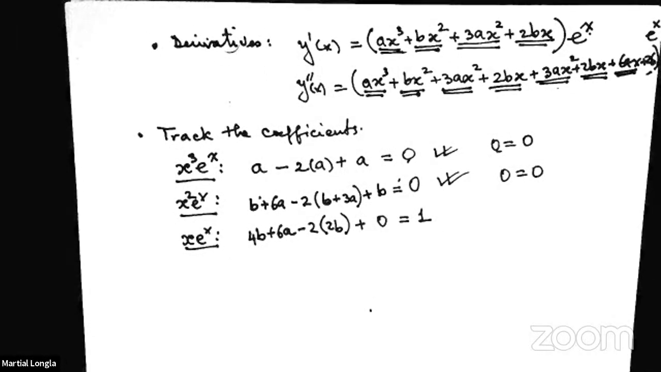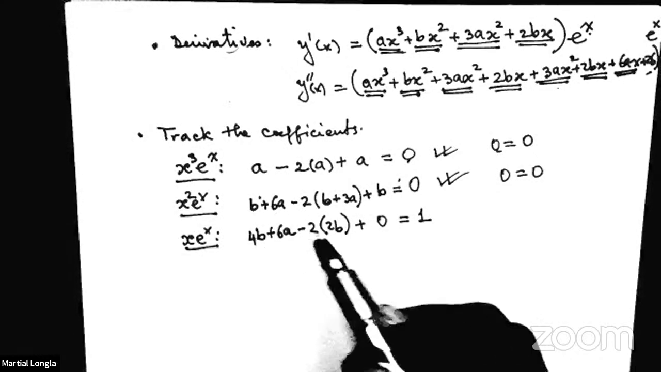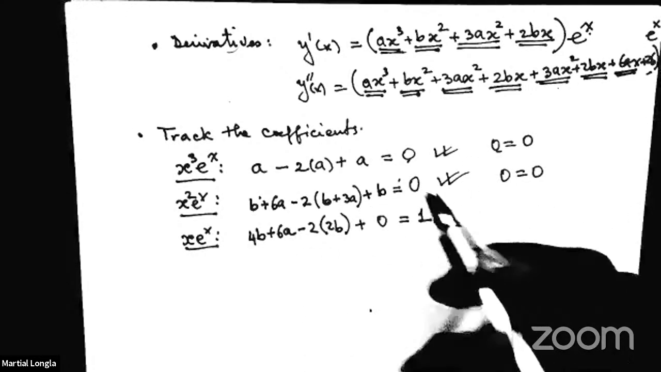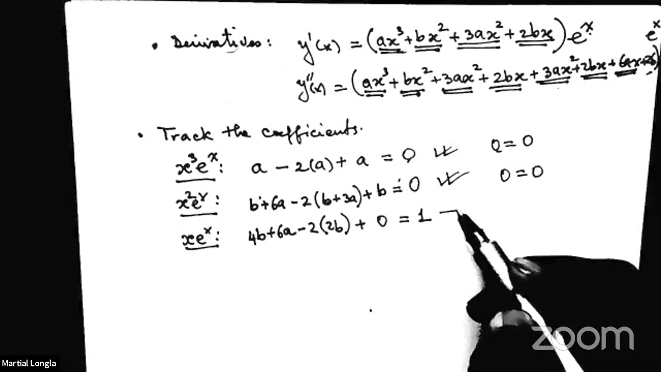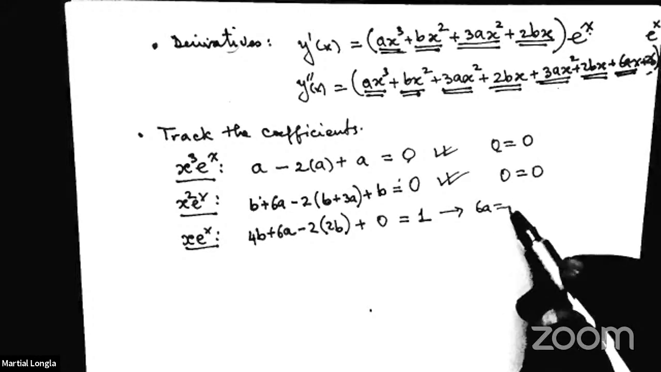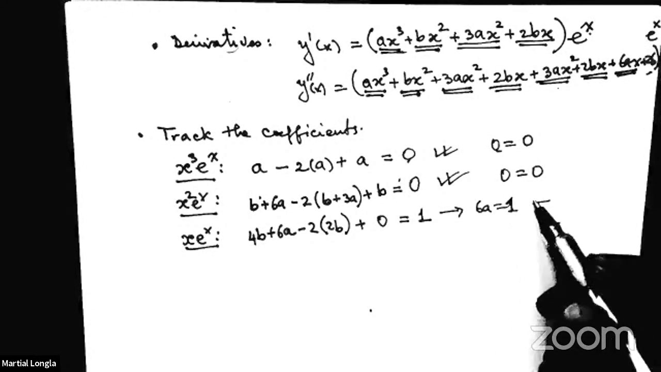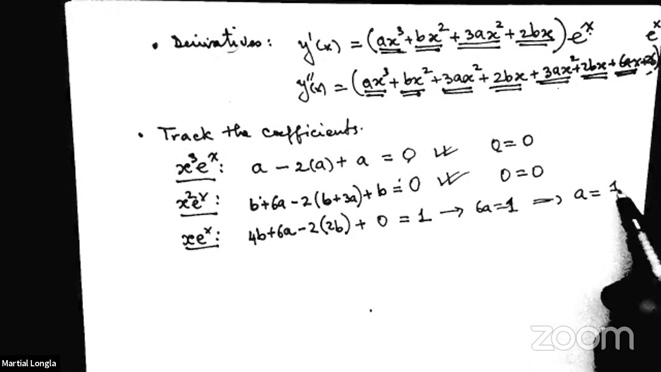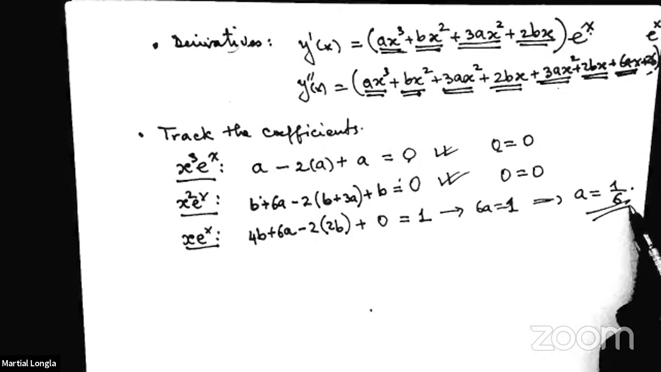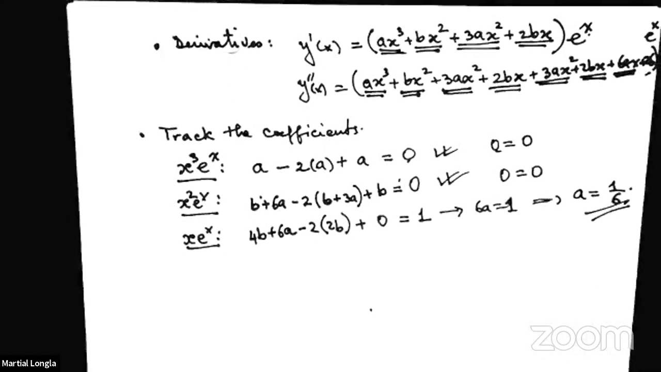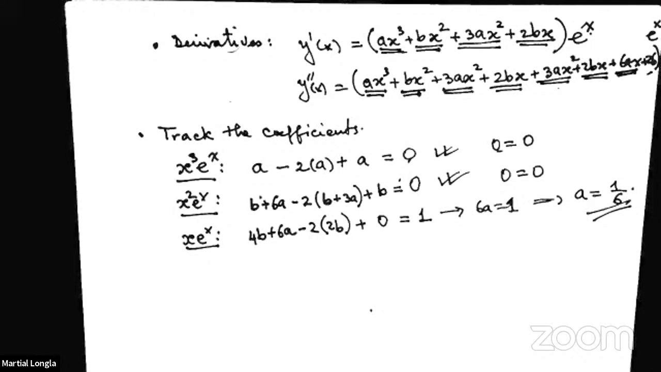And so, like I said, this equation is always going to give you the first coefficient. So you must know that 4b minus 4b, they cancel. So this gives you 6a equals 1. So a is 1/6. Like I said earlier, it's always going to give you right away the coefficient you need. Are we good?